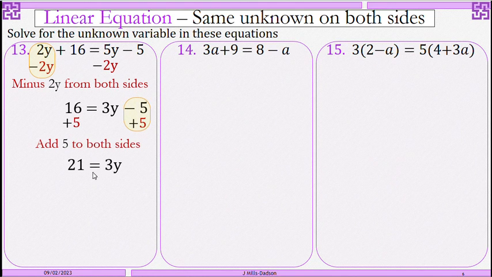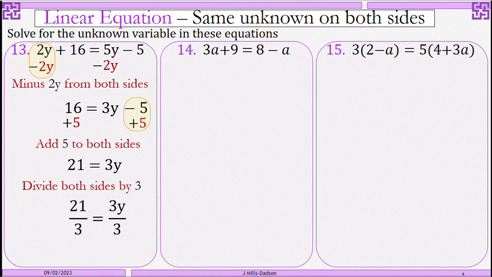So you have 21 equals 3y. 3 is multiplying y. So to get rid of multiply by 3, divide both sides by 3. And if you cross out, because 3 divided by 3 is 1, so y is equal to 21 over 3, which gives you 7. So y is equal to 7.